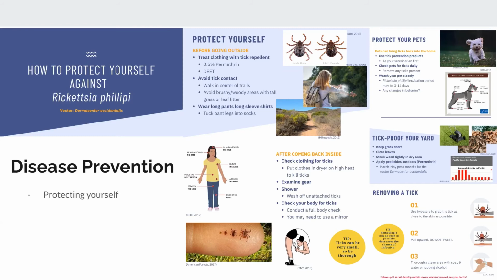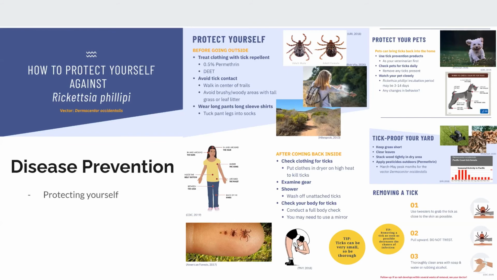Removing a tick as soon as possible decreases your chance of infection. First, you should use tweezers to grab the tick as close to the skin surface as possible. Second, you should pull upward with a steady, even pressure, making sure not to twist or jerk the tick, because this can cause the mouthparts to break off and stain the skin. If this occurs, you should try to remove the mouthparts with the tweezers.